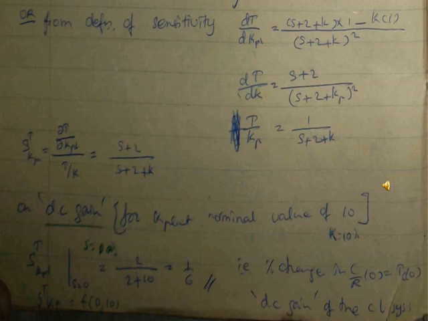Now for the sensitivity, DT by DK is S plus 2 plus K multiply 1 minus K multiply 1 divided by S plus 2 plus K the whole square. We come to DT by DK equal to S plus 2 divided by S plus 2 plus K the whole square, so T by K is equal to 1 divided by S plus 2 plus K. Now, the sensitivity of K plant is equal to DT by DK divided by T by K, so S plus 2 divided by S plus 2 plus K.